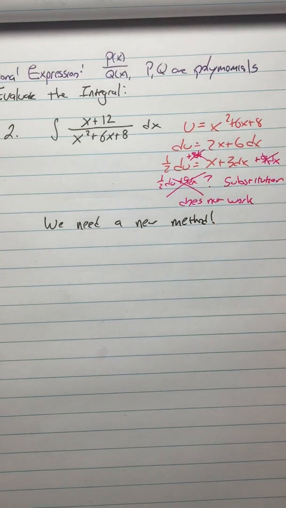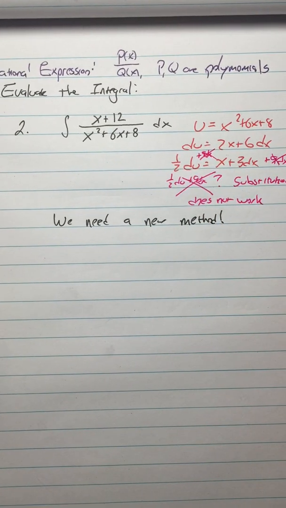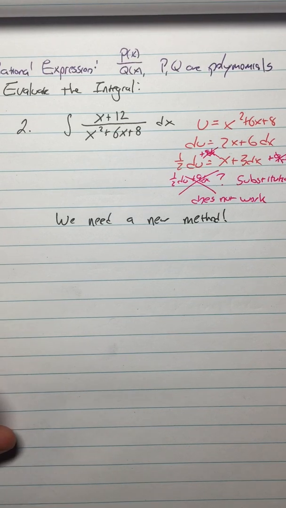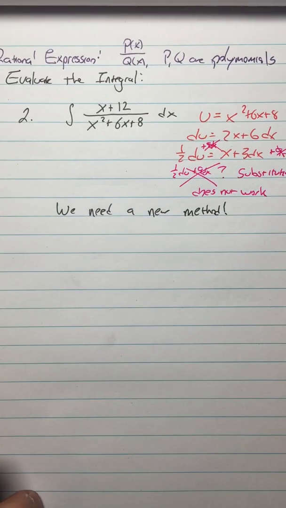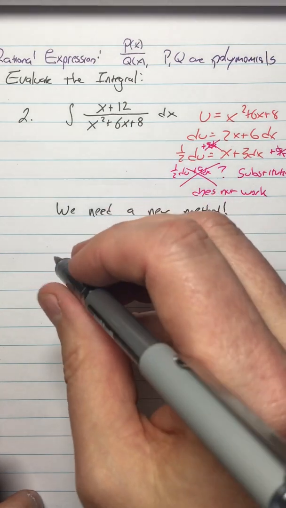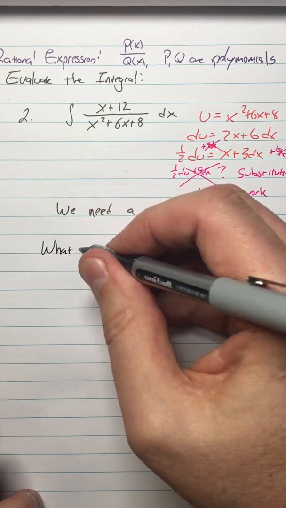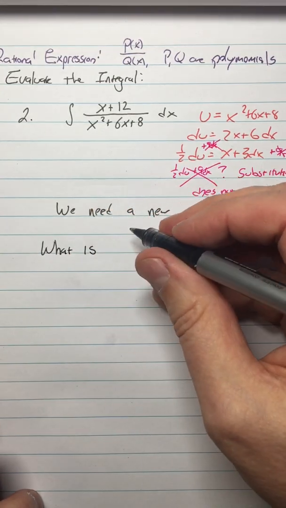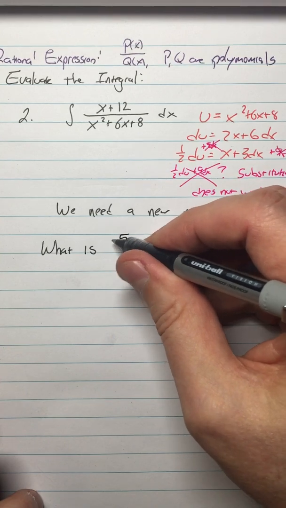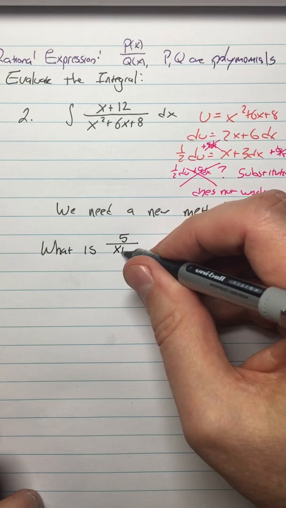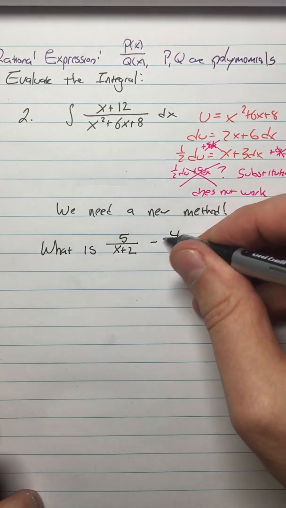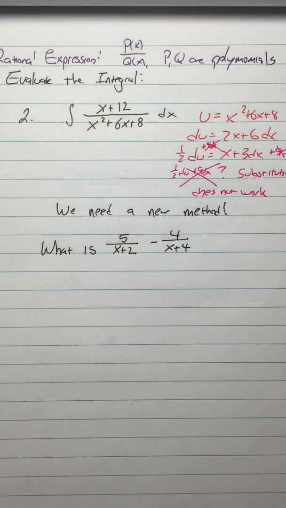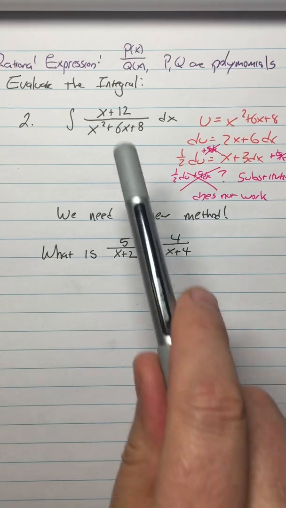And spoiler alert, it's called partial fractions. All right, so here's the starting point of it. Do you remember how to add and subtract rational expressions? If you do, tell me. And if you don't, look it up, or tell me that you don't know so we can schedule some flex time. What is 5 over x plus 2 minus 4 over x plus 4? Take a pause and tell me what that is. And then we'll come back and show how this can help us do this integral.